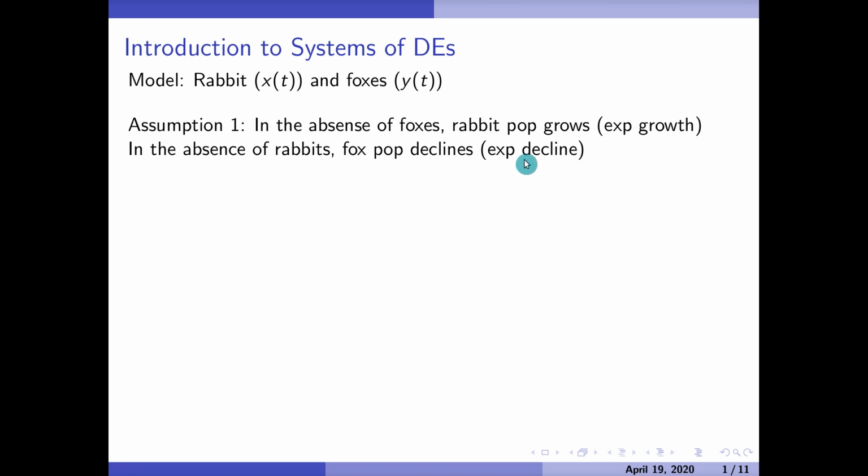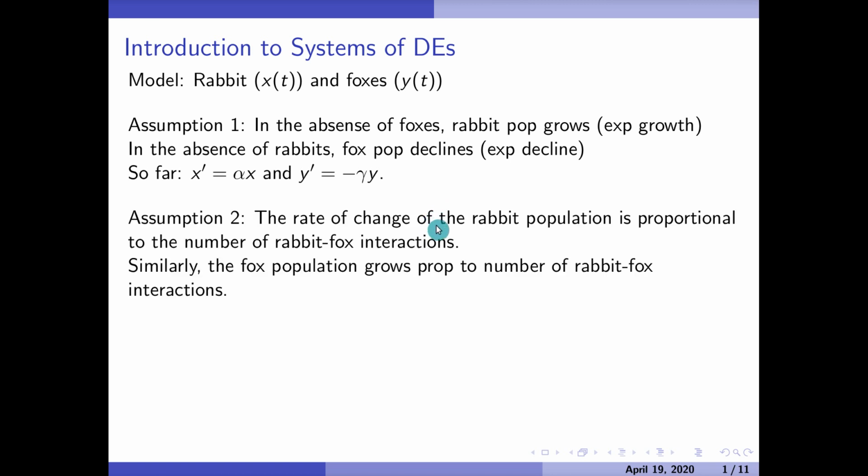Okay, so far, do you remember how to construct the exponential growth model? For rabbits, that would be x prime equals alpha x, and for foxes it would be y prime is minus gamma y. Okay, so those correspond to what happens to our populations in isolation, but what happens when they start interacting with each other?